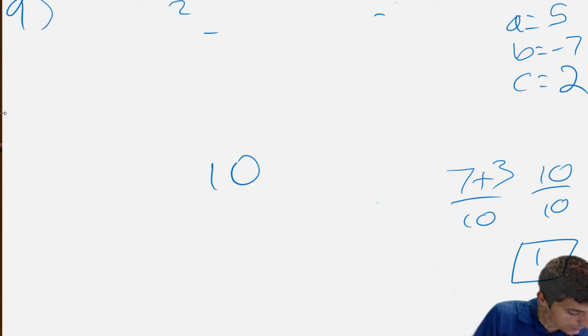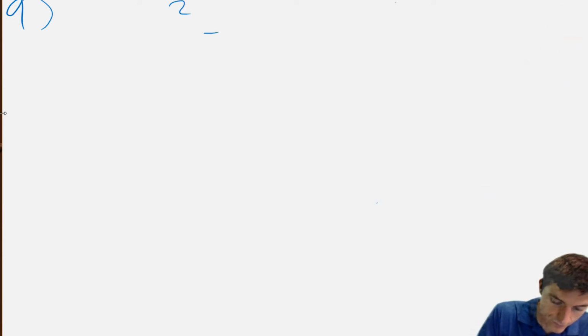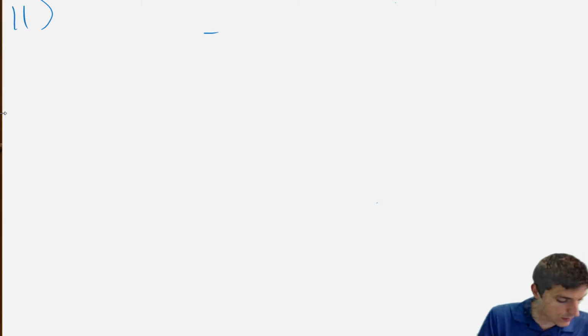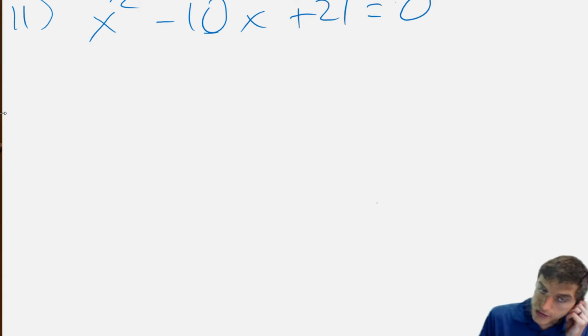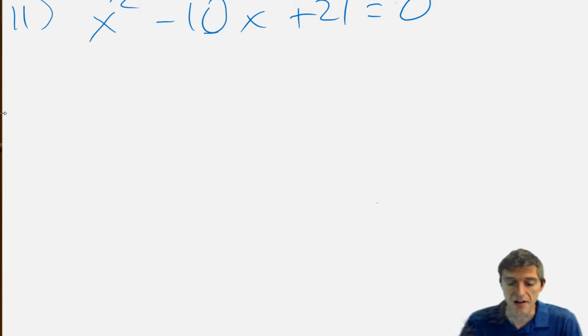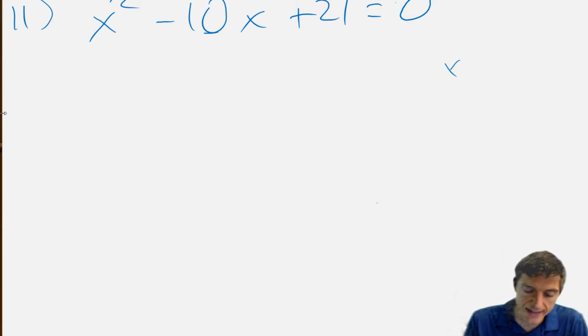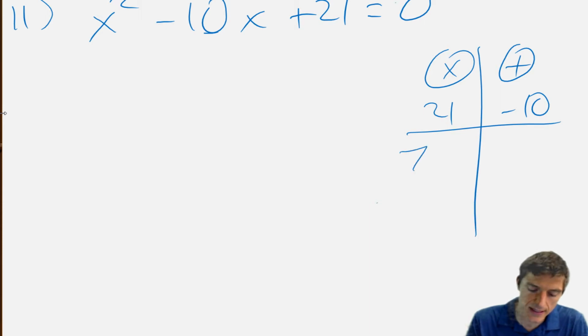Okay, so let's go on to one of them that's solving by factoring. So 11, I've got x squared minus 10x plus 21 is equal to 0. So solving by factoring, obviously, it kind of gives us a big hint. We need to factor first. So I need numbers that multiply to 21 that add up to negative 10. I know 7 times 3 is 21, and that adds up to positive 10.